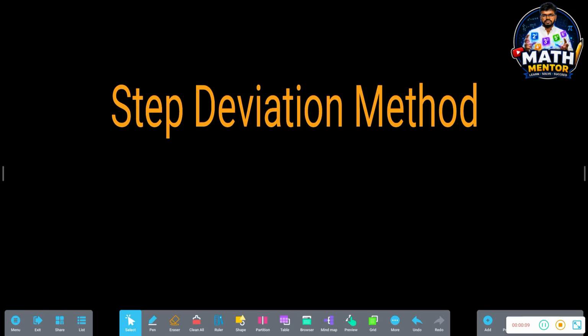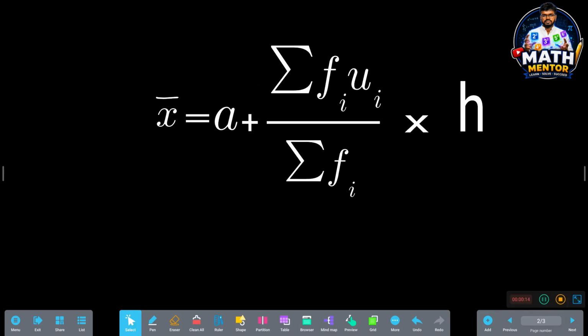How to find out the mean of grouped data by the step deviation method. The formula is mean is equal to a plus sigma fi ui by sigma fi into h. Once again, the formula: mean is equal to a plus sigma fi ui by sigma fi into h. We'll learn all these terms in detail while solving the problems.